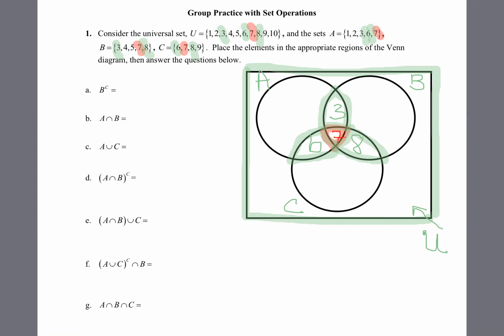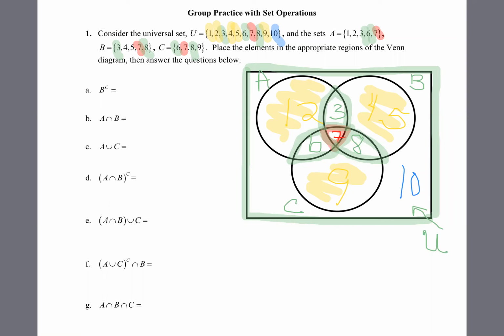And now I'm going to do the outer circles. So I'm going to be in this section. Whoops. I'm going to be in this section, and this section. So what they have left, A has 1, 2. B has 4 and 5. And C has 9. Okay, so let's cross those out. So 1, 2, 4, 5, 9. And if you notice, there's 1 left, and that's the 10. So the 10 comes out here outside the set in that universal set.